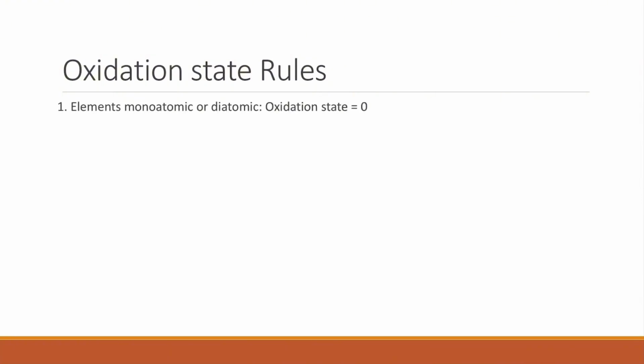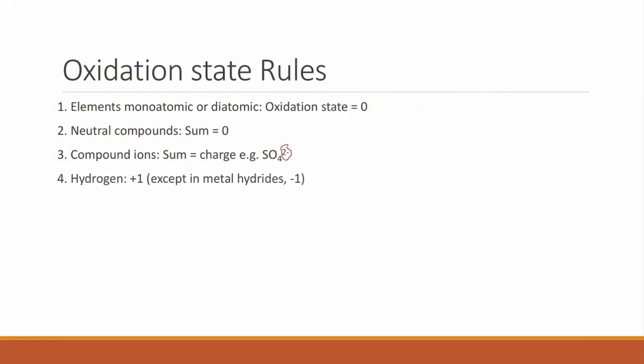So elements, whether monoatomic or diatomic, the oxidation state will always be zero. Any neutral compound, the sum of the oxidation states is zero. For compound ions, something like sulfate, the sum of the oxidation states of all of the atoms within the compound ion will be the oxidation state of the ion itself, which is 2 minus in the case of sulfate. Hydrogen is usually plus 1, but there is only one exception, which is metal hydride, where the hydrogen has an oxidation state of minus 1.